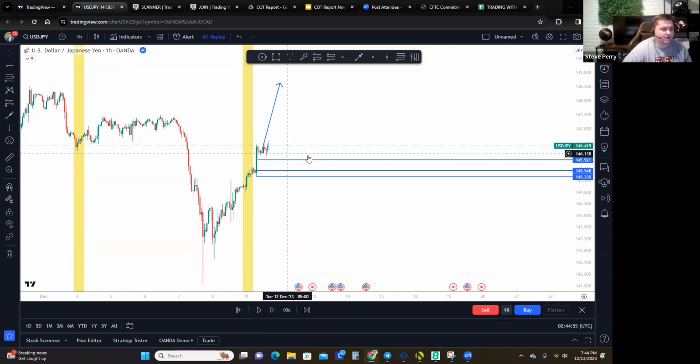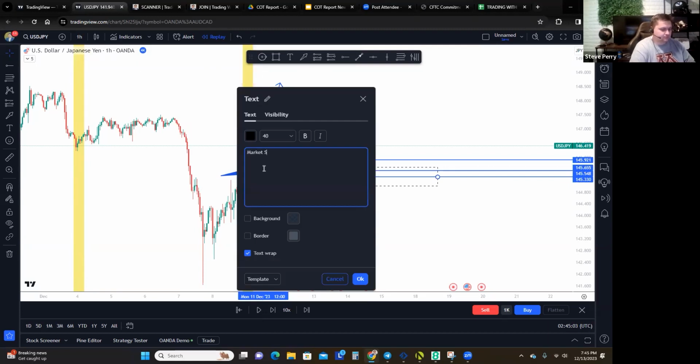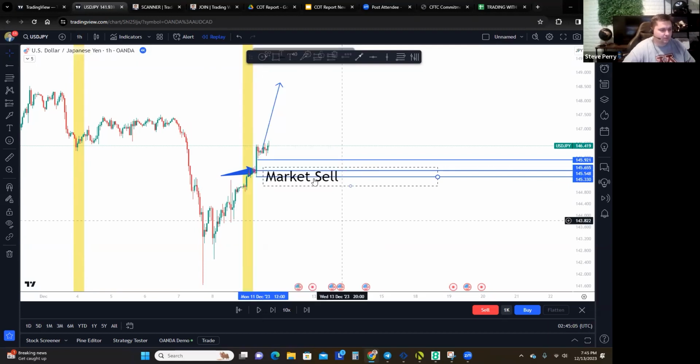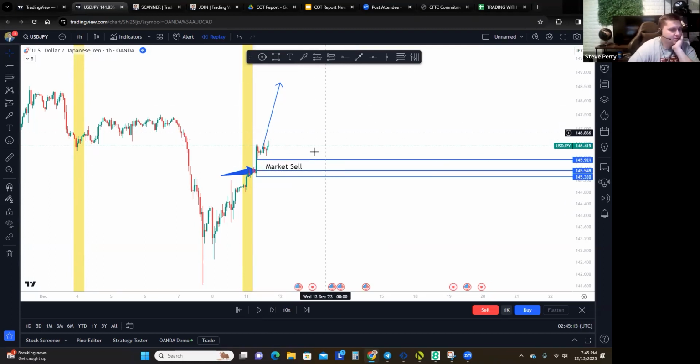Okay, this trade down here is fixed. You cannot move this sell right here. That's a market order. In fact, I'm going to label this: this is a market sell right here. And I need to make this a lot smaller. Okay, so this is a market sell. Now this is a new day, and I'm still in just one trade, right?